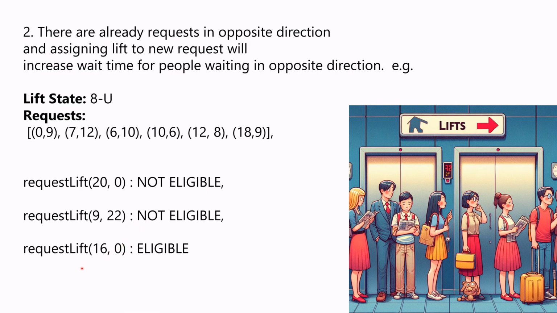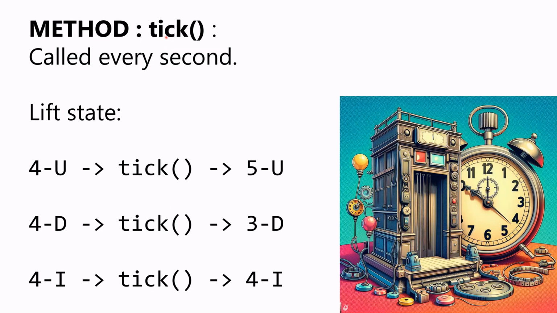And the final request, 1 to 6, this one is eligible because it lies in the way. So it doesn't have to go higher and so wait time for no user has increased. Next is method tick.